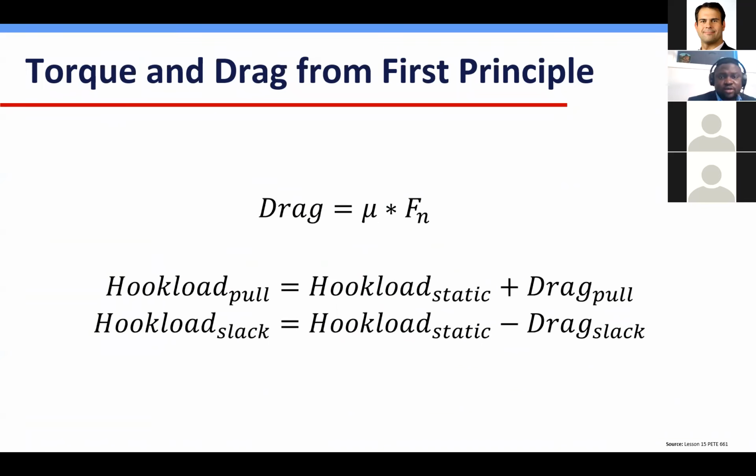So drag, you calculate the drag by, and I will show you the breakdown. I just want to give you the summary first, and then we take it from scratch. Normal force multiplied by the friction factor. So the hook load for pulling would be that static hook load plus the drag. And then on the other hand, for slack is static hook load minus the drag.